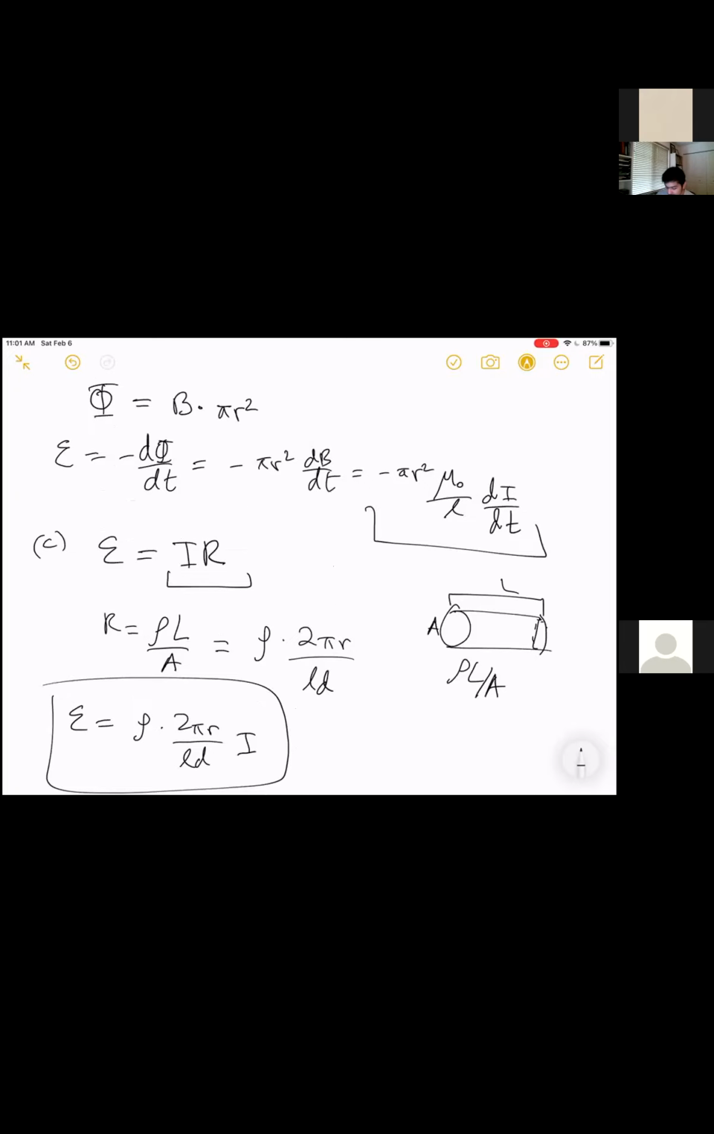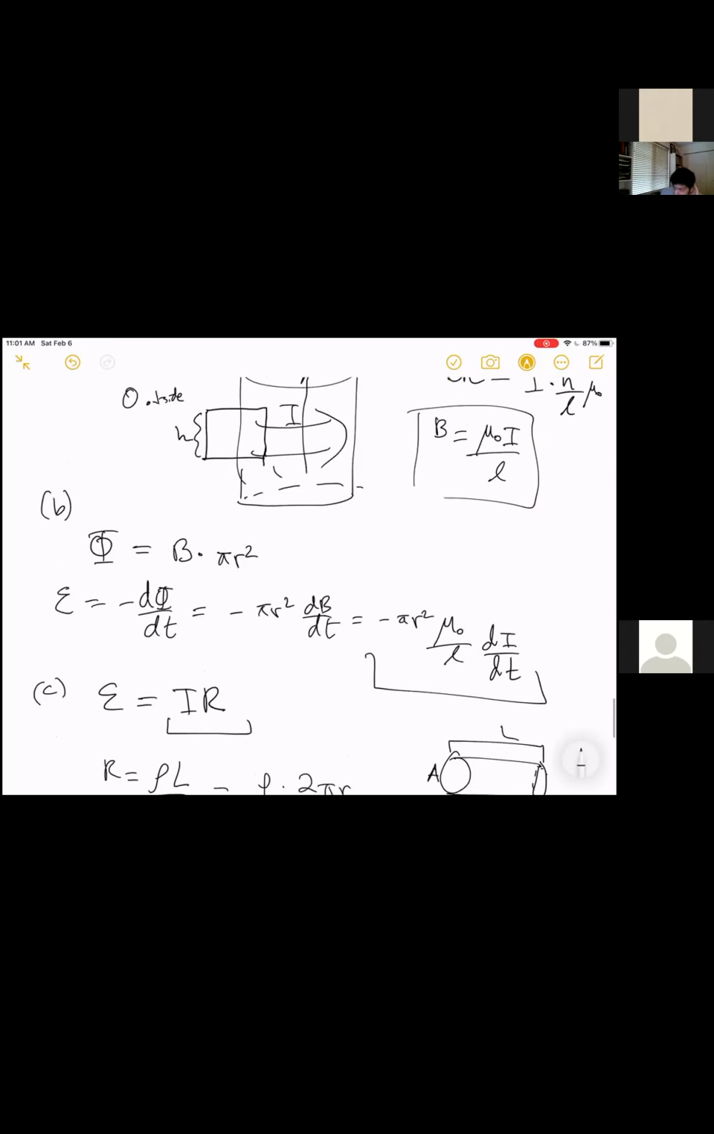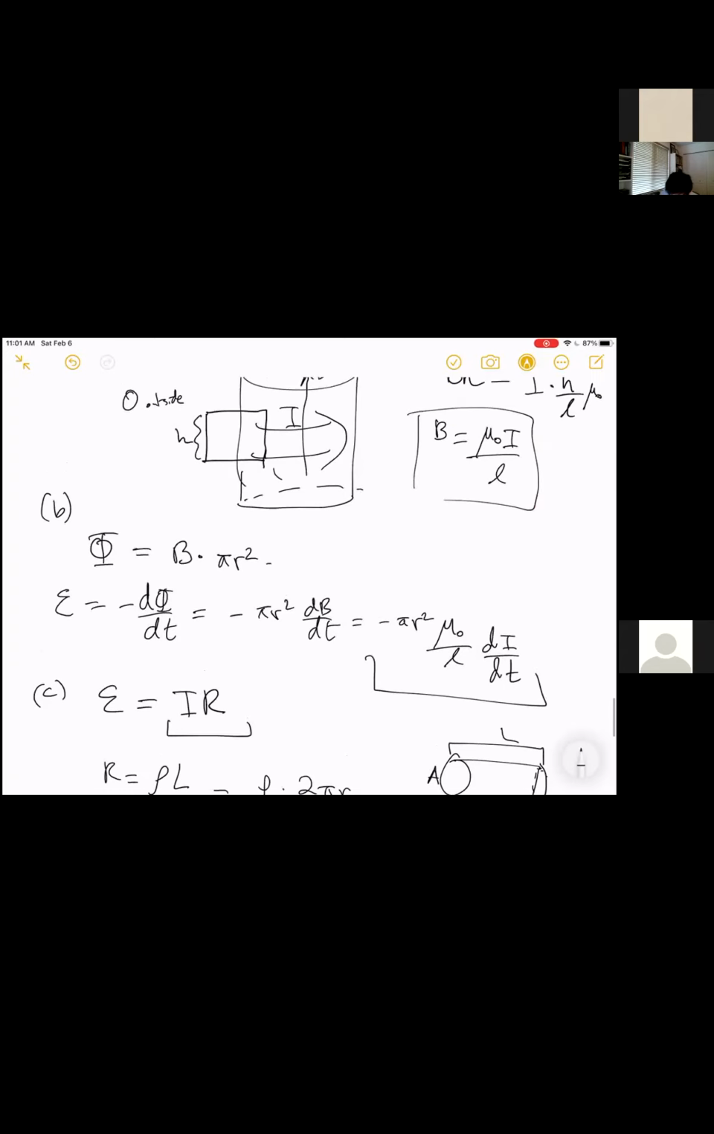Yeah, so the L here is essentially just mu zero pi R squared over L. Exactly. Well, hold on. Yeah, exactly, because if we go back here, we can say this is now mu zero pi R squared over L times I. And the definition of inductance was phi equals L i. So we saw here explicitly that the flux is just some constant times I, and that constant is the inductance. So yeah, exactly.